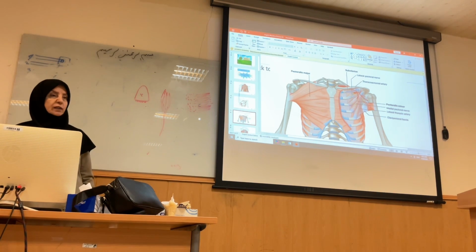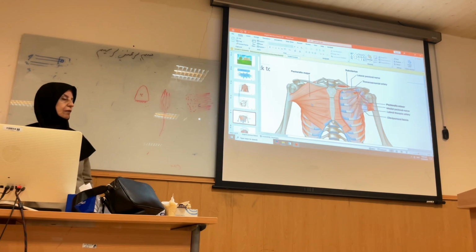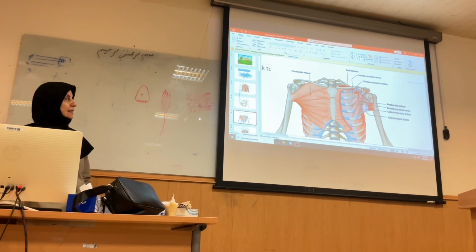Now, I want to bring this fascia that covers the pectoralis major, and it is near the pectoralis major, and it is free of fat. We call it pectoral fascia. Under the pectoralis major, I am able to show you a small triangle muscle that we call pectoralis minor.